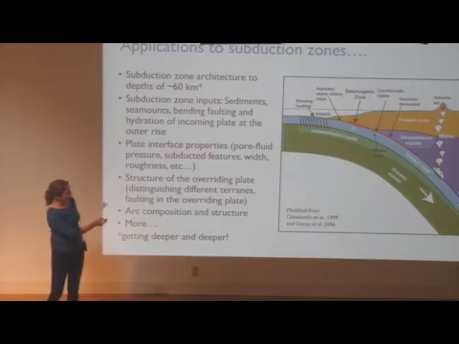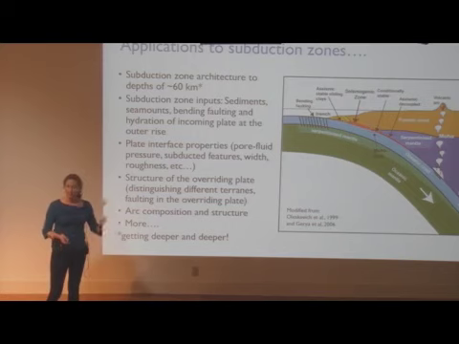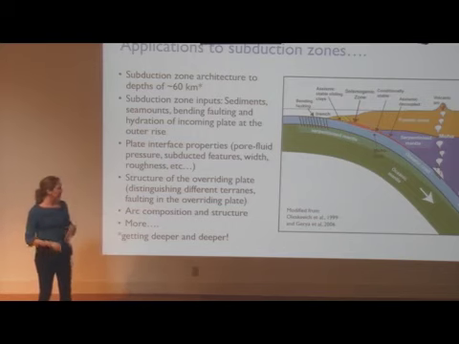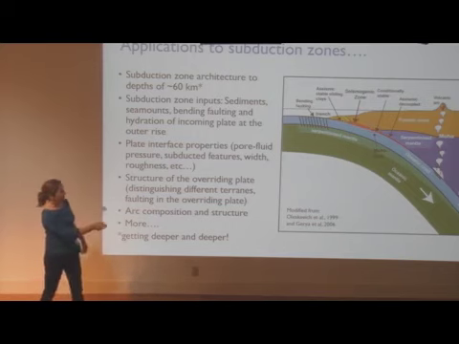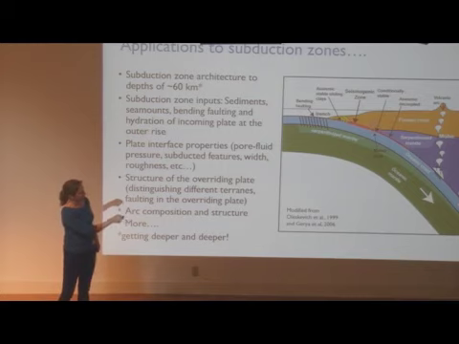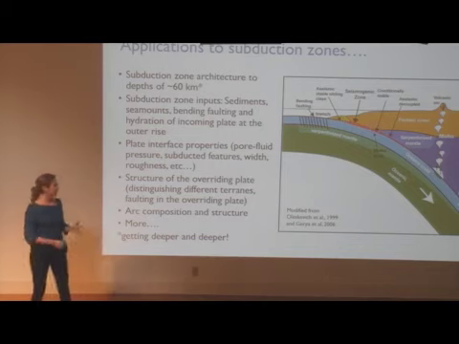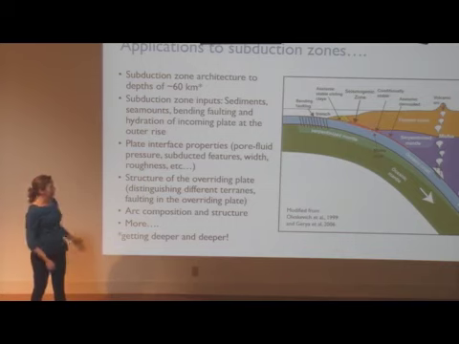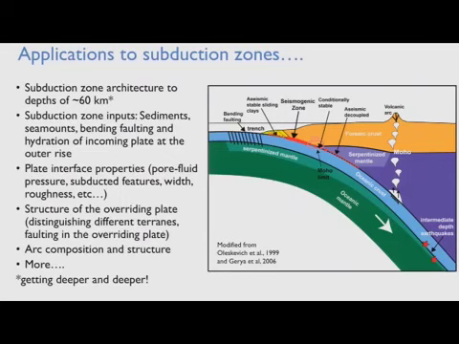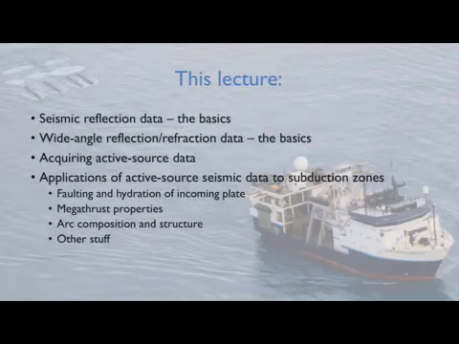We can understand things about the structure of the overriding plate, including distinguishing different terrains that might be there. And we can also have a kind of unique view of the composition of the arc crust that can be related to geochemistry. And the list goes on and on. So I'm going to try and show you examples of many of these things once we get a little further down the road.